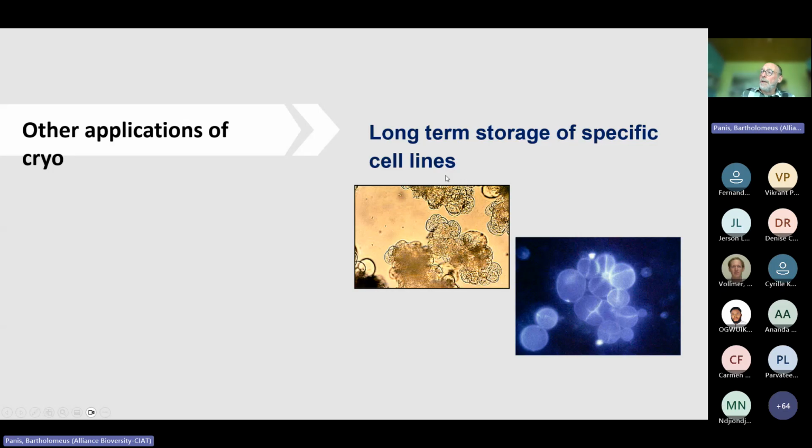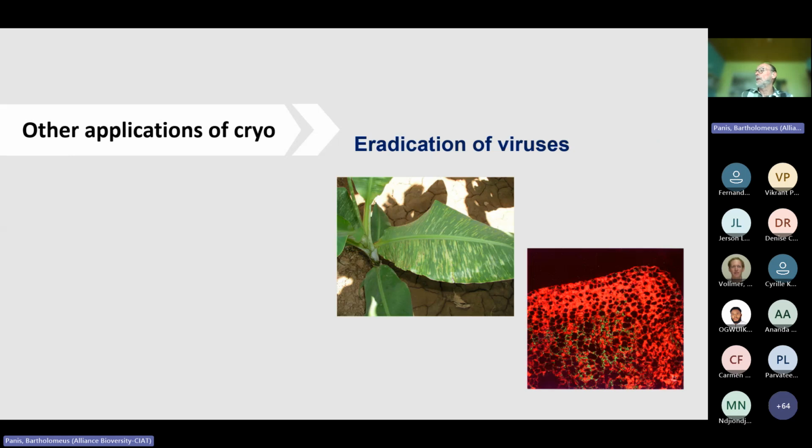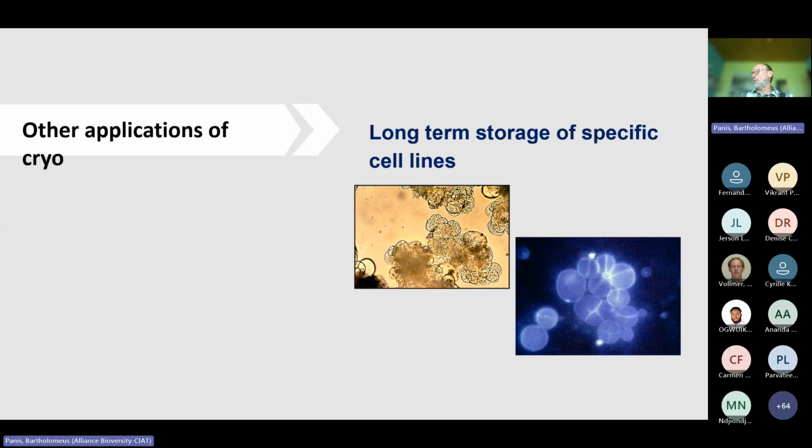There are also some other applications of cryopreservation. I will not go into detail, I will just mention them. Cryopreservation can also be used for the storage of specific cell lines. For example, in case of banana, we have 1,000 tubes containing embryogenic cell suspensions of banana stored in liquid nitrogen. So this is in fact to store material that can be used in gene editing.